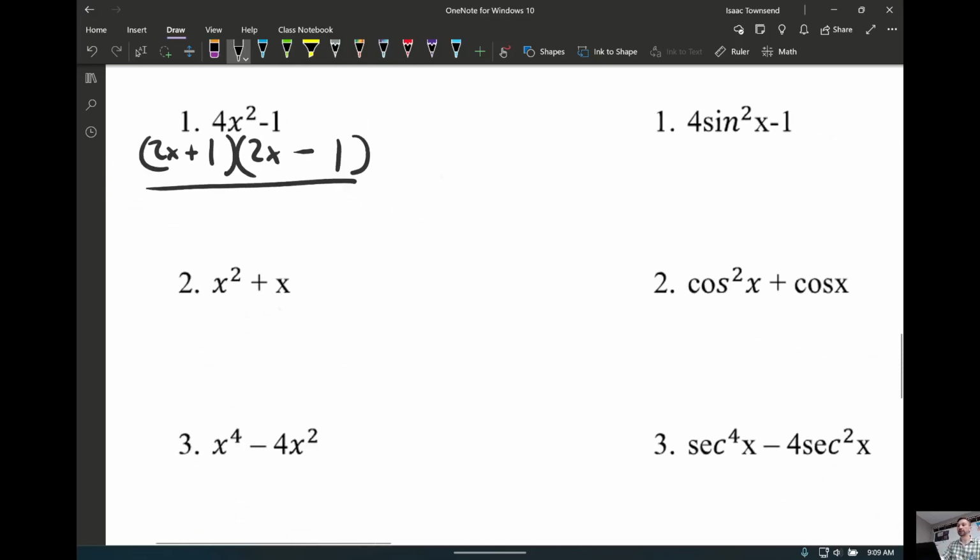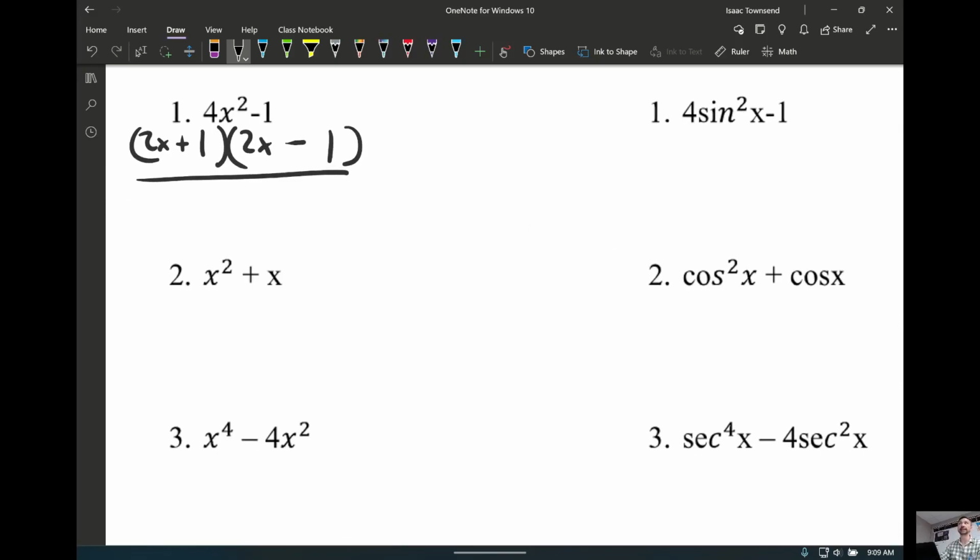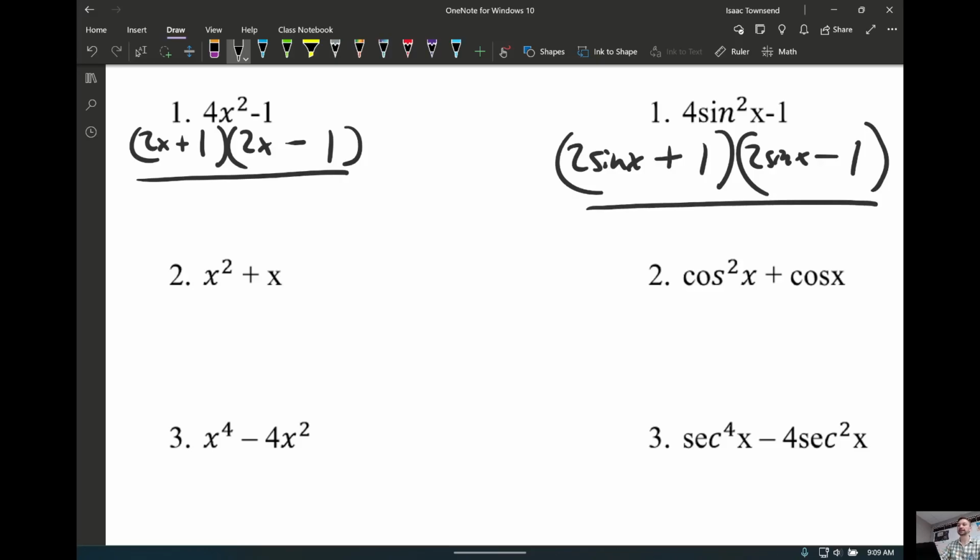Difference of 2 squares always factors as a plus and a minus. Now, we are going to do the same thing in section 5.3. This question 1 is the same idea. We've got a difference of 2 squares. The thing being squared on the left is 2 sine x. 2 sine x times 2 sine x gives you 4 sine squared. We have a perfect square on the right. 1 squared is 1. And since it's a difference of 2 squares, you need a plus and a minus. It's the exact same thought process, but instead of x's, they're sine x's. 2x plus 1, 2 sine x plus 1. 2x minus 1, 2 sine x minus 1. If you can factor these, you can factor these. It looks more complicated, but it's the same reasoning.